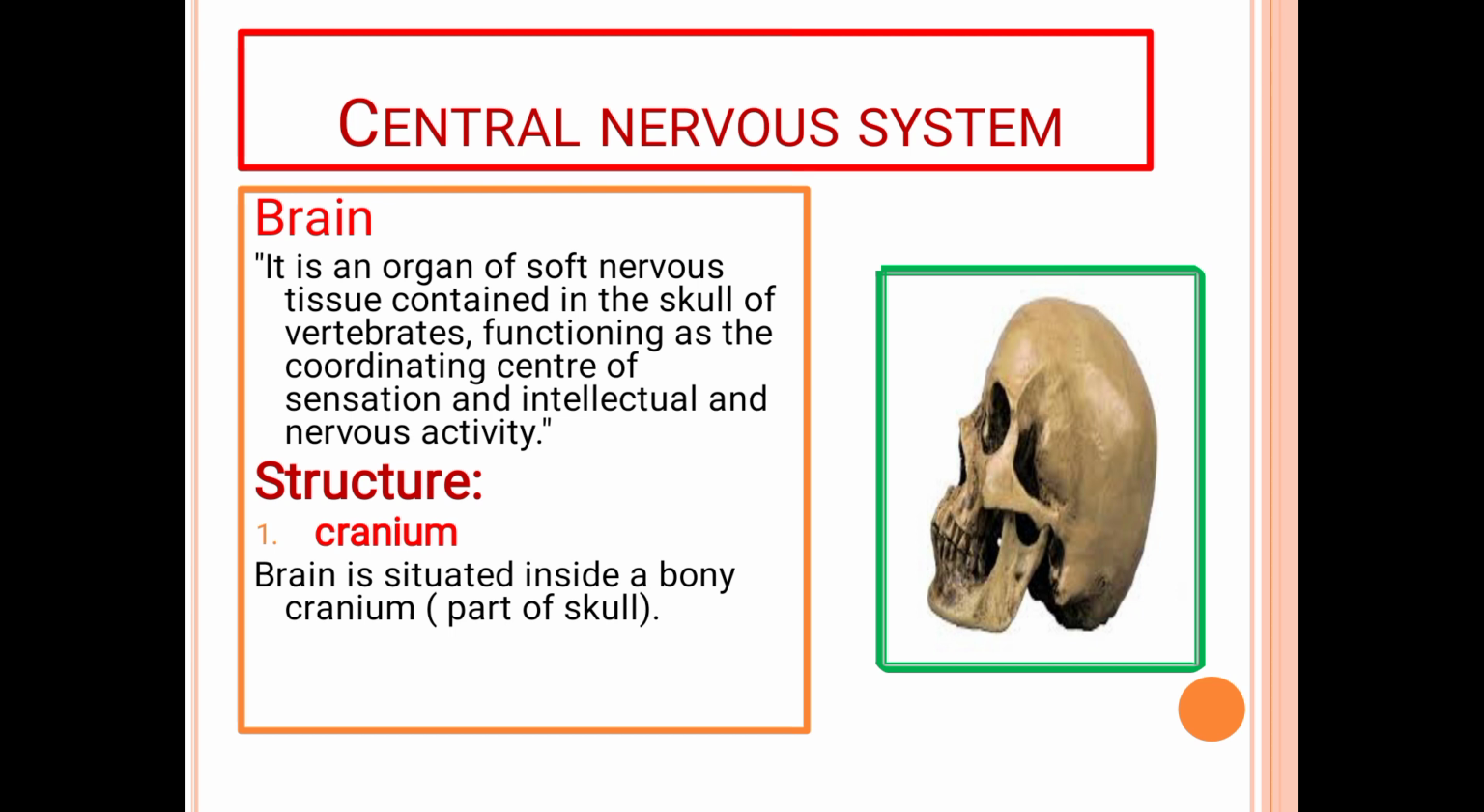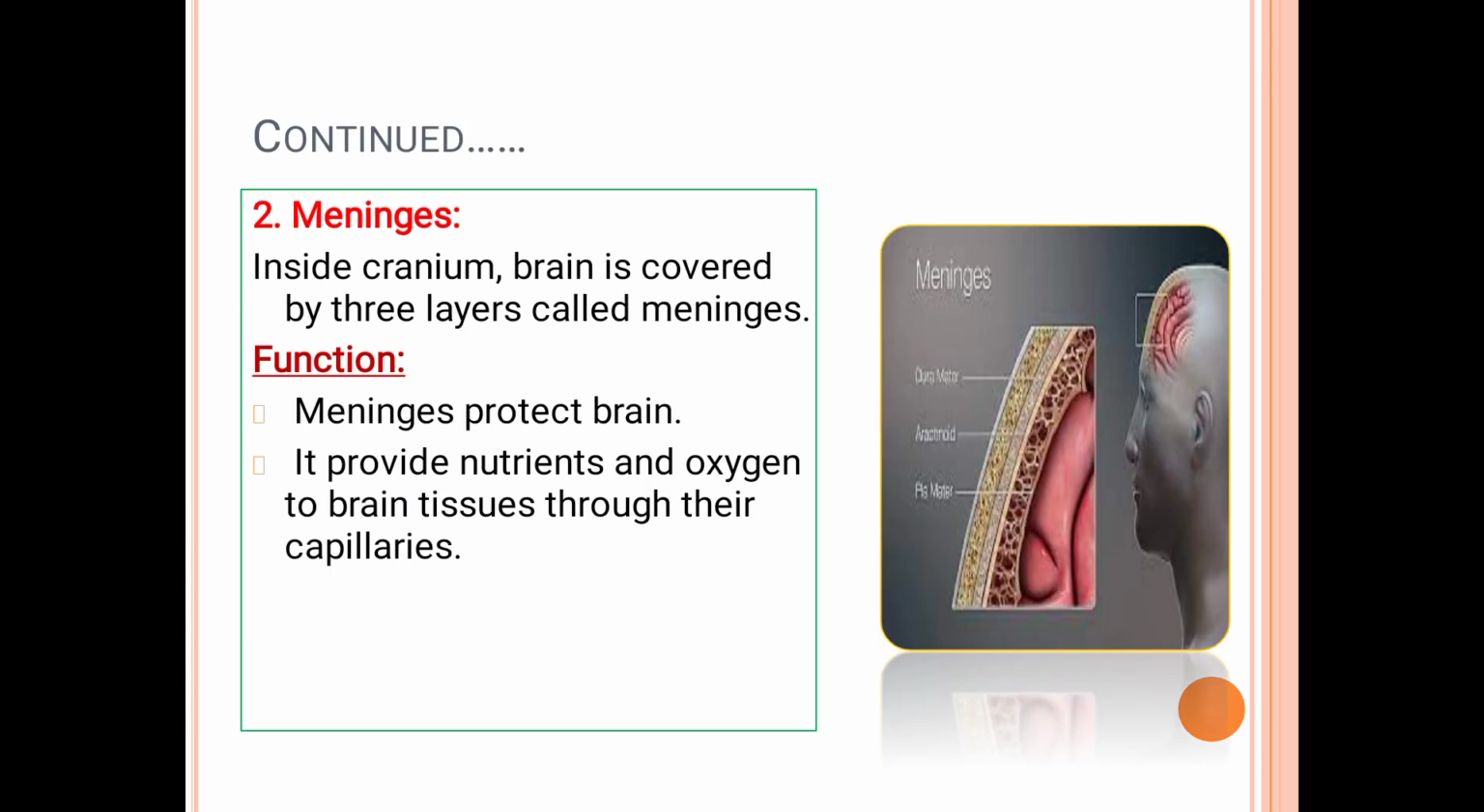The structure of brain comprises of three basic components. One of those is cranium, that is the bony skull. Our brain is situated or protected by a bony skull. Inside the bony skull, there are three layers of meninges. What is the function of meninges? Meninges protect brain. It provides nutrients and oxygen to brain tissue through their blood capillaries.